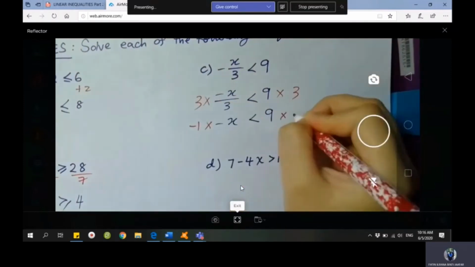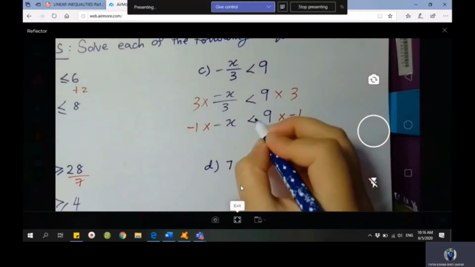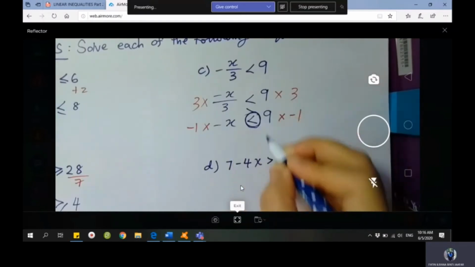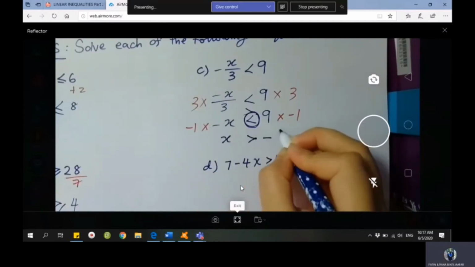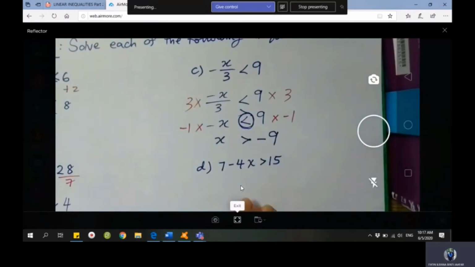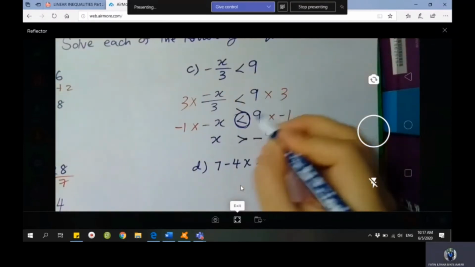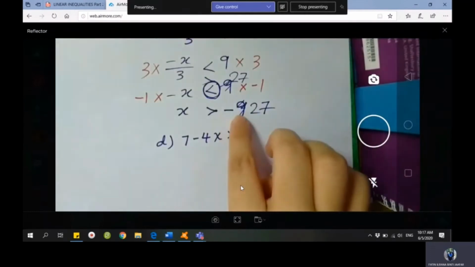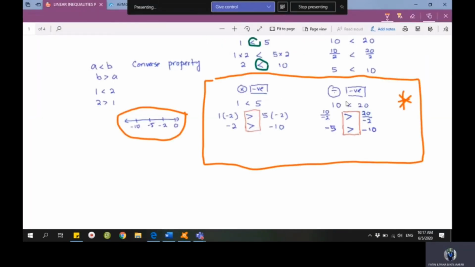Negative 1. Okay. So bila kita multiply dengan negative 1, simbol yang kat tengah ni kena tukar. Okay. So dekat sini dia dah jadi ke sana. So we will get x is more than negative 9. Okay. That is our final answer. Negative 27. Sorry. 9 here, 27. Okay. So negative 27. Kenapa dia tukar sign ni macam sama macam note this one. Bila kita darab dengan bahagi negative number, we have to change this sign.